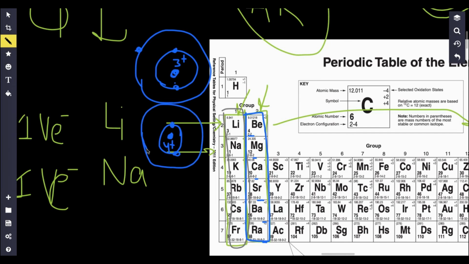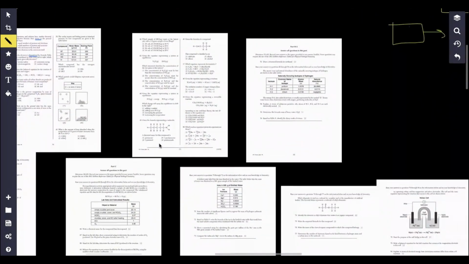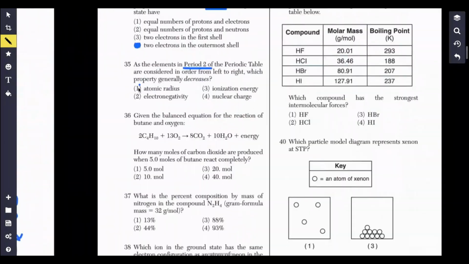So what's actually going to happen is that beryllium is going to be a little bit smaller than lithium, because this 4 proton charge is going to be stronger than this 3 proton charge. Remember that opposites attract each other, right? So positive gets attracted to negative. Because there are more protons, they're going to attract the electrons a little bit more. They're going to pull them a little bit closer to the nucleus, so it's going to be a little bit smaller. So as you go from left to right in the periodic table, generally your atomic radius decreases.